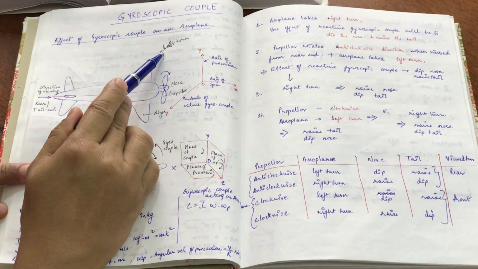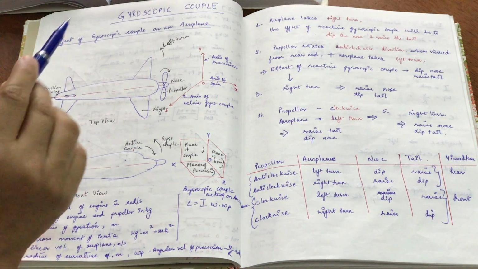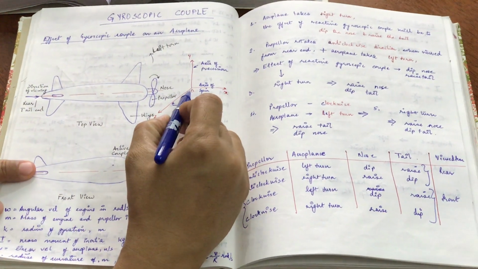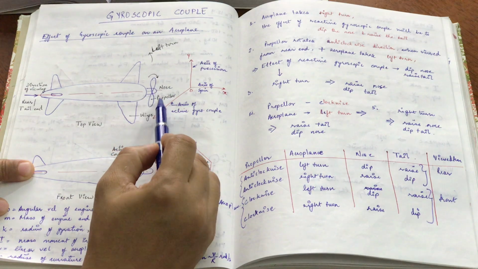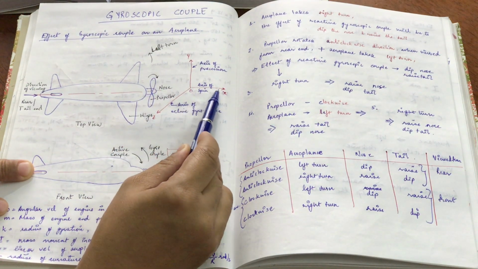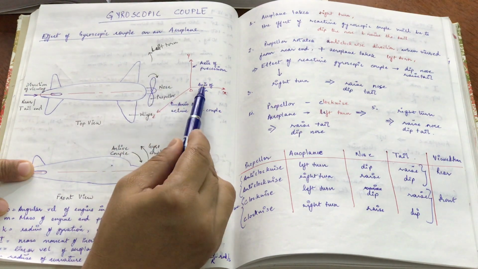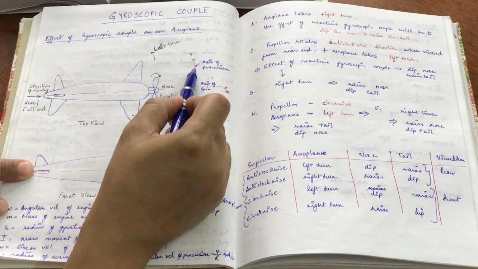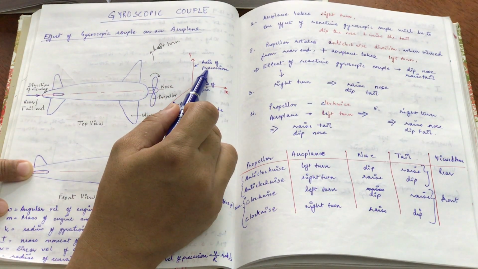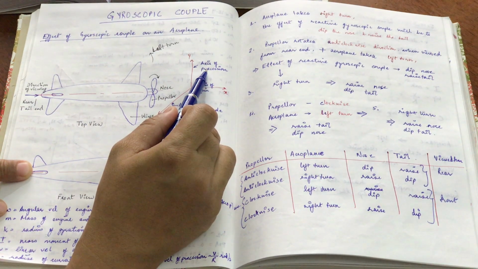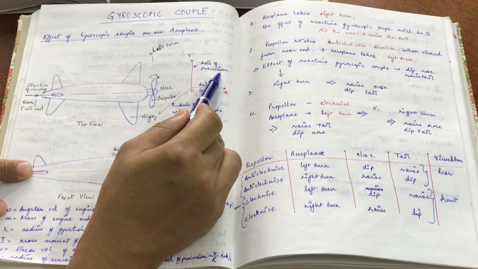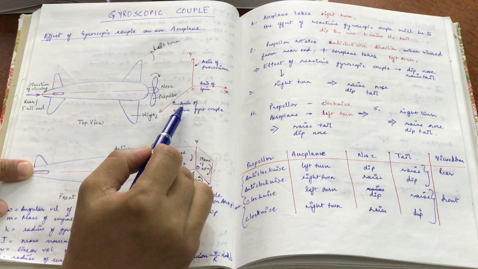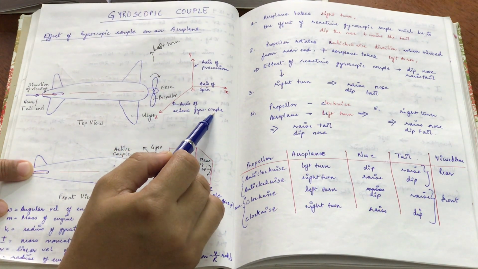Viewing from the back, the plane can take a left turn or a right turn. If I draw the axis, the propeller rotates about the nose. This horizontal line is the axis of spin. The vertical line perpendicular to the axis of spin will be the axis of precession. We learned about precession angular motion. And this perpendicular axis will be the axis of active gyroscopic couple.